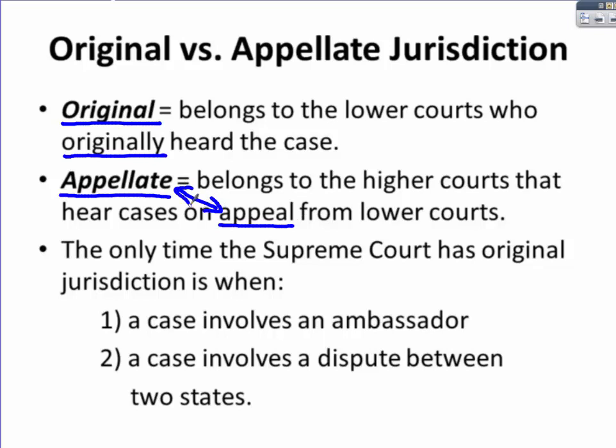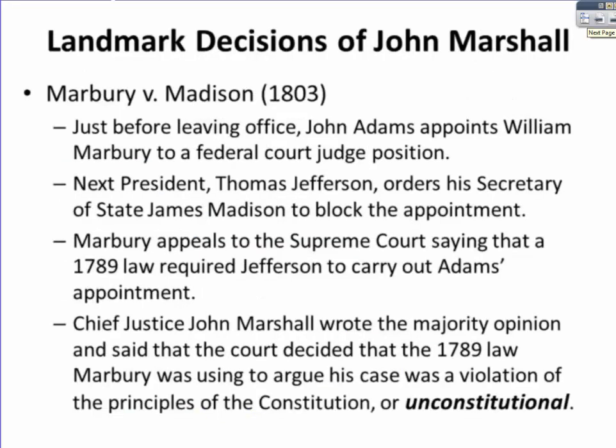Normally the Supreme Court has appellate jurisdiction, hearing a case on appeal. The only time they have original jurisdiction is when a case involves an ambassador or a dispute between 2 states. Those are the only 2 circumstances in which the Supreme Court would have original jurisdiction. There are some landmark decisions of the Supreme Court that you absolutely, positively must know.